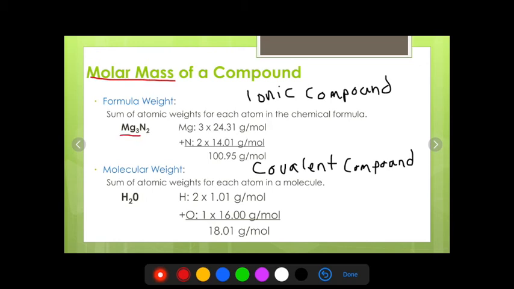first we have magnesium here. And there are 3 magnesium. So what you need to do is go to your periodic table, look up the weight for magnesium, and you'll find that it's 24.31. Okay, but you have 3 of them, so you've got to multiply by 3. And then we have nitrogen. There's 2 of them. So if we look up the weight for nitrogen, it's 14.01. And we have to multiply that by 2 because there's 2 of them. So 3 magnesium and 2 nitrogen add up to be 100.95 grams per mole.